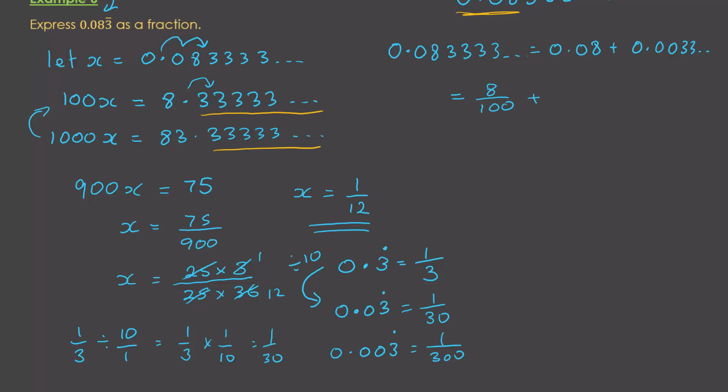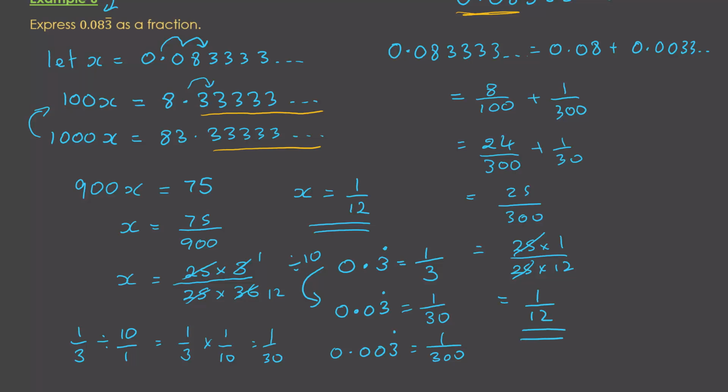So I've got 8 over 100 plus 1/300, which is 24 over 300 as an equivalent fraction, plus 1/300, which is 25 over 300. 25 is 25 times 1, and 300 is 25 times 12, and so we get 1/12. So we can do it with the shortcut, but it is, I think, slightly more difficult to do this than it is to do this.